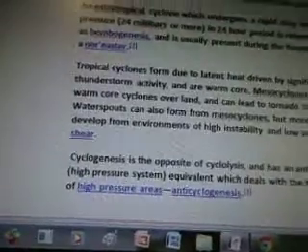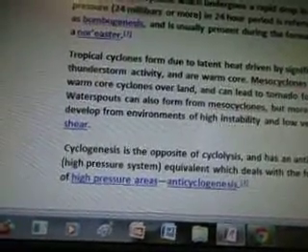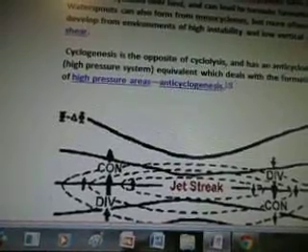I can't go anywhere. Okay, so tropical cyclones form due to latent heat driven by significant thunderstorm activity and are warm core. Mesocyclones form as warm core cyclones over land and can lead to tornado formation. Waterspouts can also form from mesocyclones, but more often develop from environments of high instability and low vertical wind shear. Cyclogenesis is the opposite of cyclolysis and has an anticyclonic high pressure system equivalent, which deals with the formation of high pressure areas, anticyclogenesis.